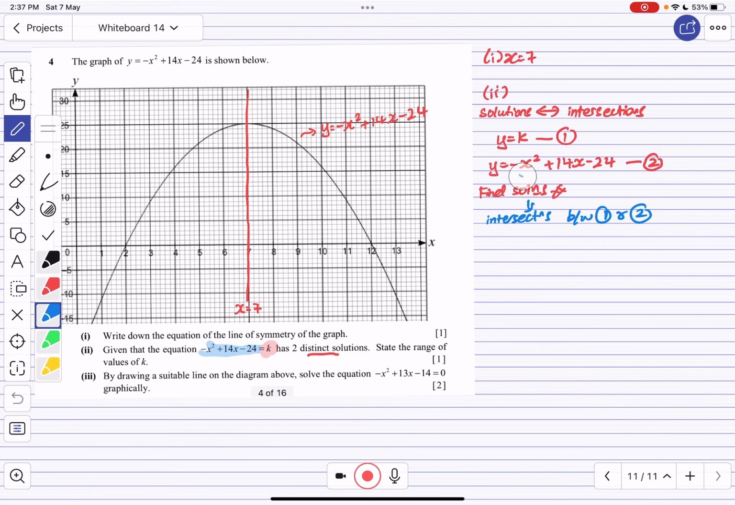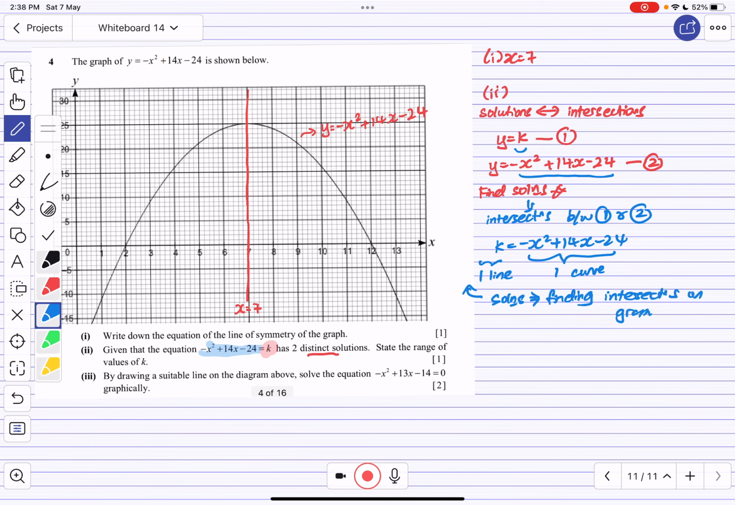Right? Because if we were to solve them simultaneously, what you do is you probably sub 1 into 2 and you equate it to negative x squared plus 14x minus 24. So imagine that this is one curve and this is one line, and basically the solutions to these equations can be found by finding the intersections on the graph.